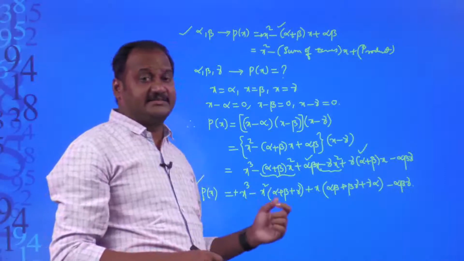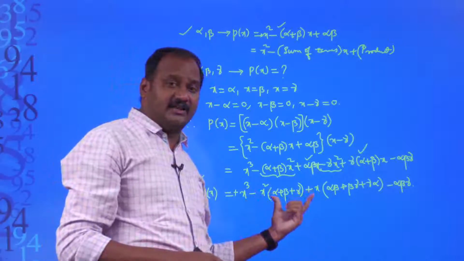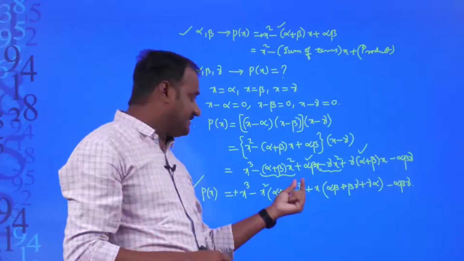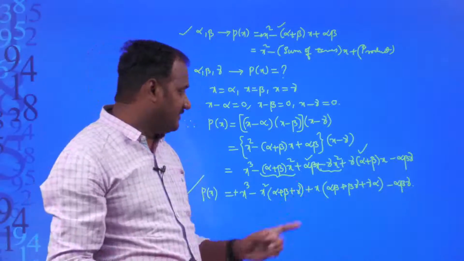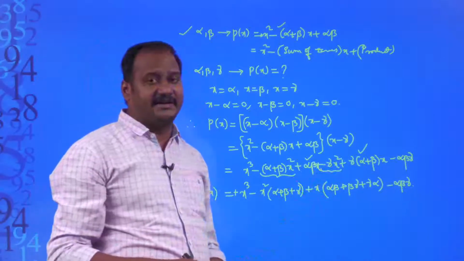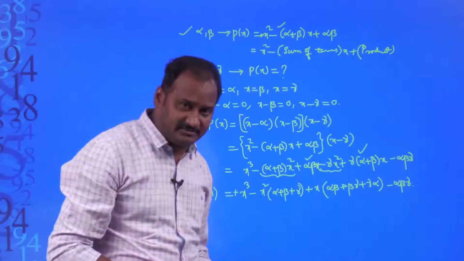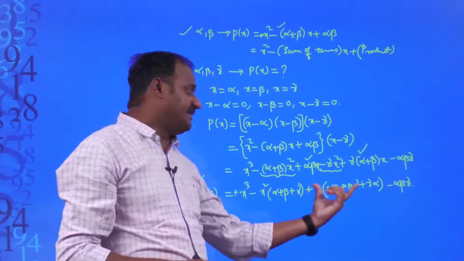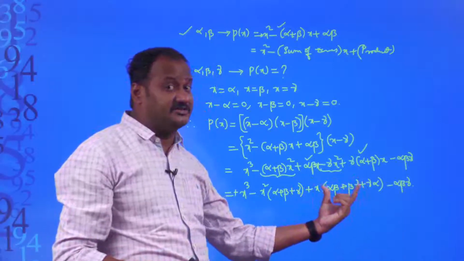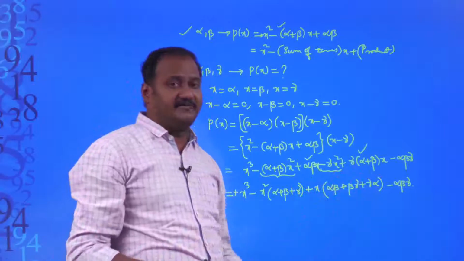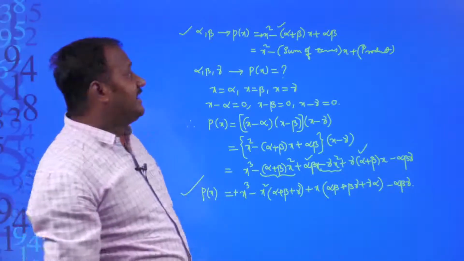So, this is the standard form of a third degree polynomial whose zeros are alpha, beta, gamma, that is x cube minus x square into (alpha plus beta plus gamma) plus x into (alpha beta plus beta gamma plus gamma alpha) minus alpha beta gamma, where alpha plus beta plus gamma is the sum of zeros, alpha beta plus beta gamma plus gamma alpha is the sum of product of zeros taken two at a time, and alpha into beta into gamma is the product of zeros.